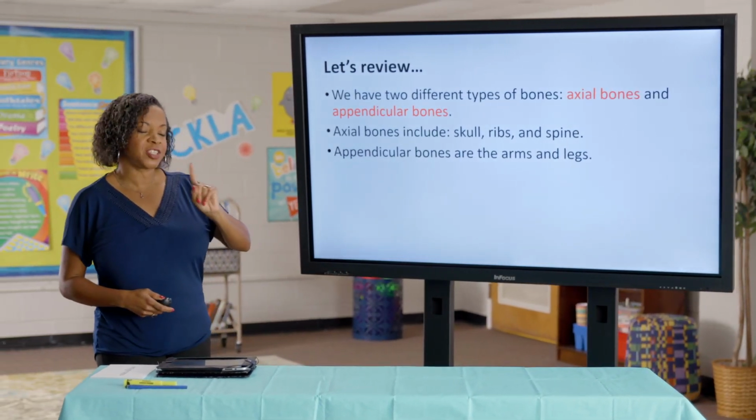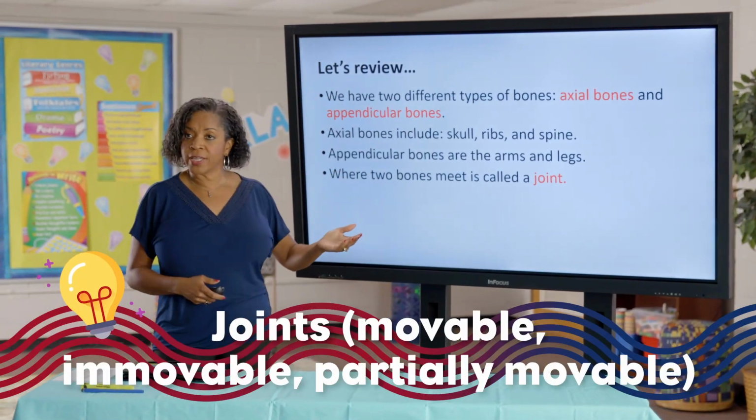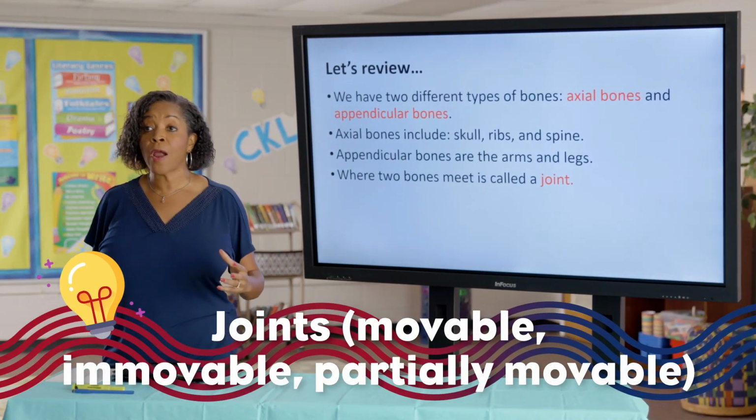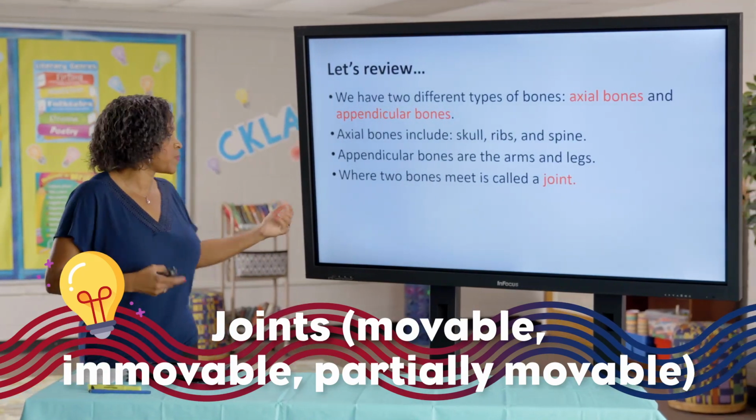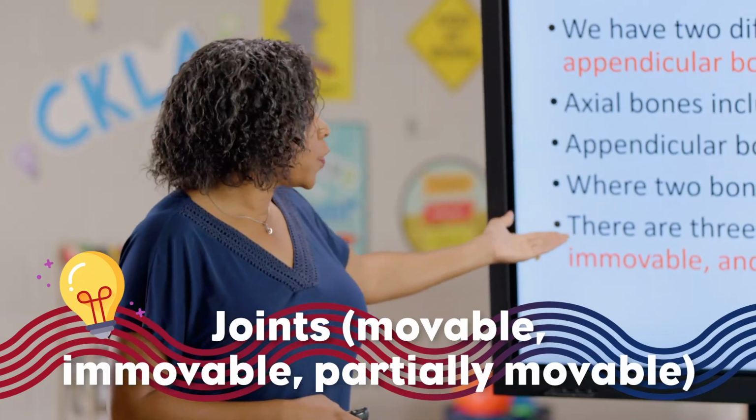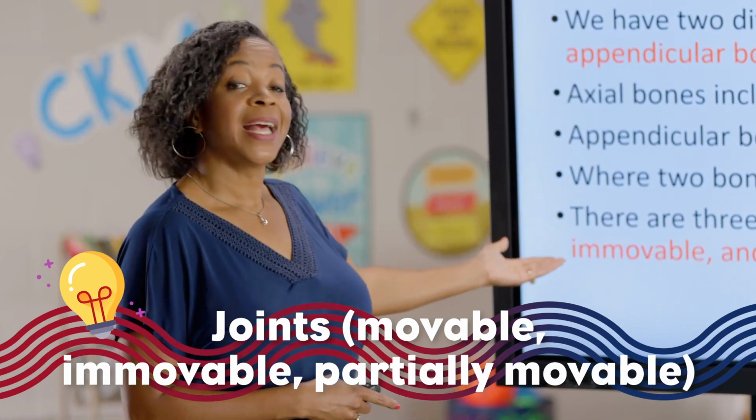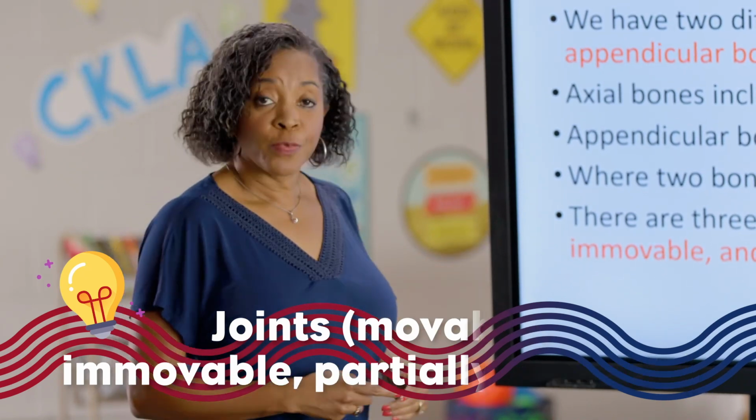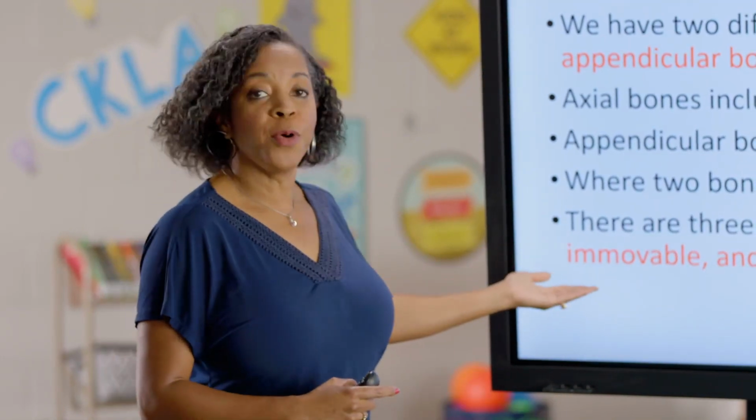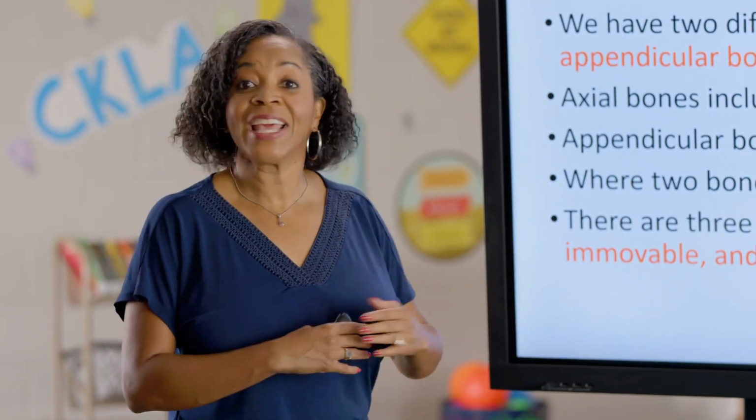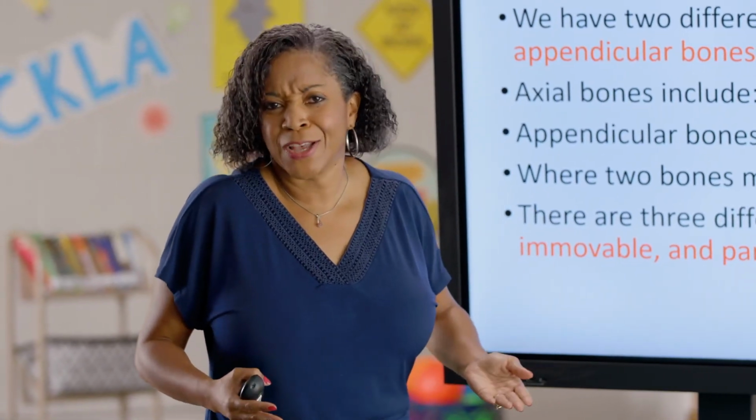Remember that word, appendages. Where two bones meet is called a joint, and we've got lots of joints all through our body because remember, all those bones, they come together and meet somewhere. Also, there are three different types of joints: movable, immovable, and partially movable. Remember, movable means, yes, they can move. Immovable means, no, they cannot move. And partially movable means they can move some, a little.